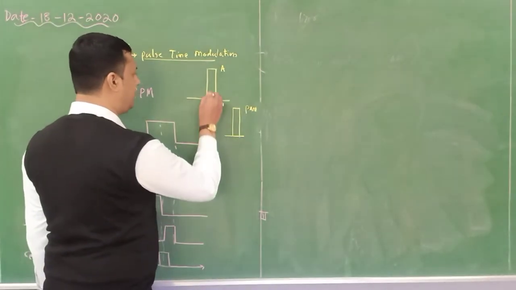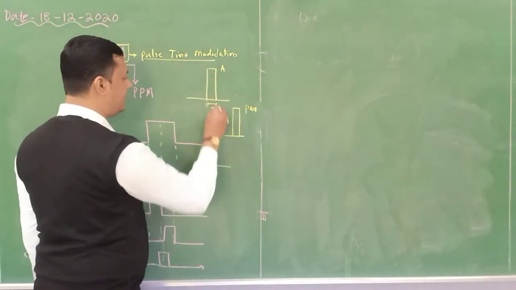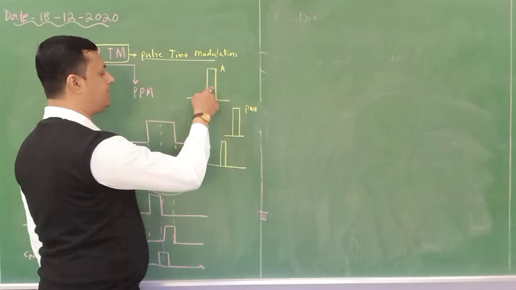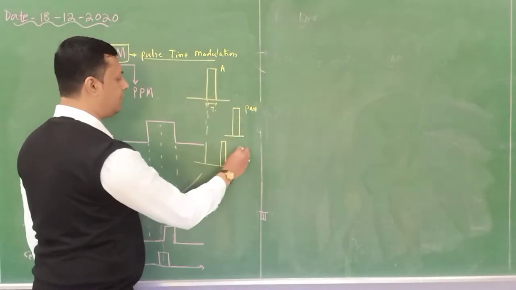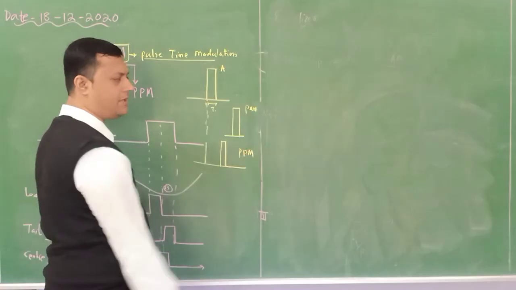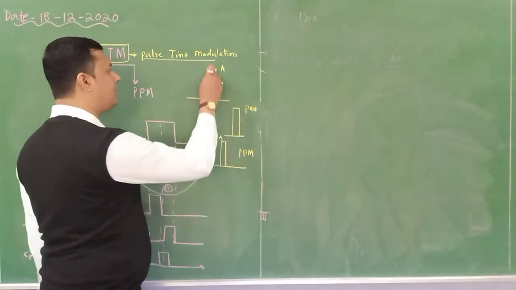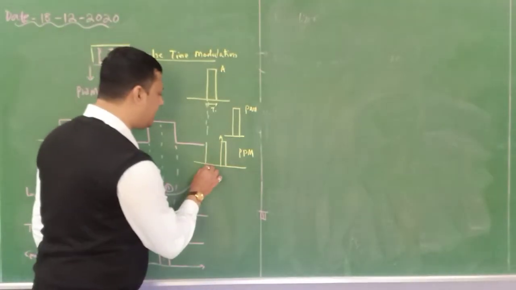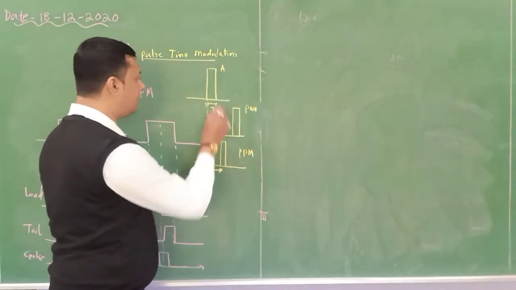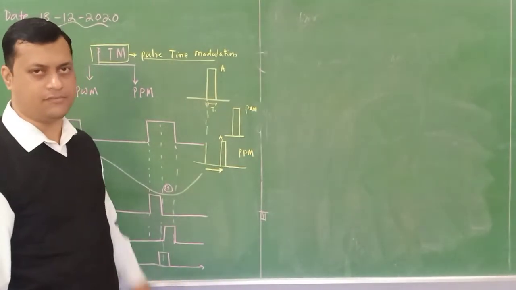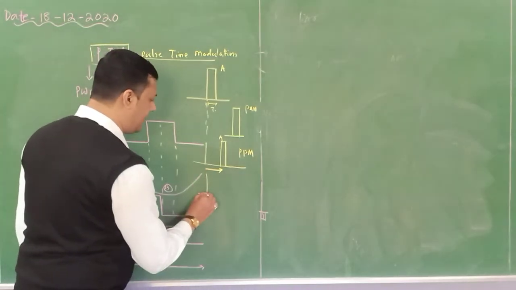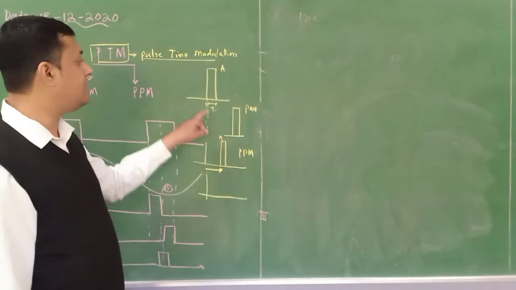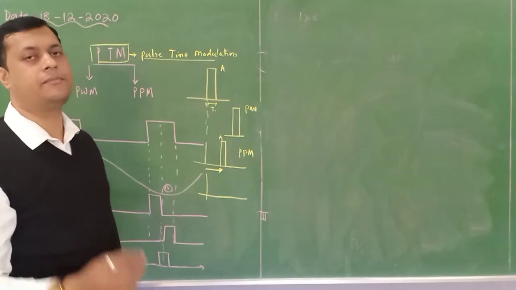But suppose this is the position, and after modulation the pulse shifted to this particular position. This sort of thing is called PPM, in which the amplitude remains constant and the pulse width also remains constant, but the position of the pulse changes. That is called a PPM signal. Next we have the PWM signal. In PWM, the position is not changed, but the width changes and the amplitude remains constant.